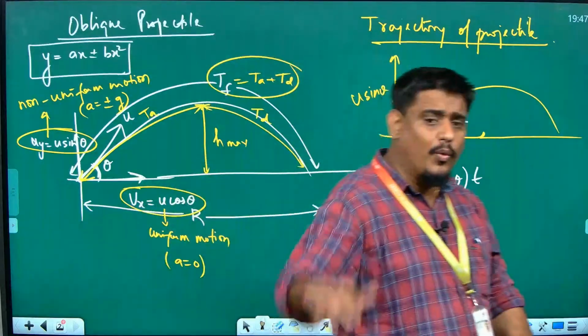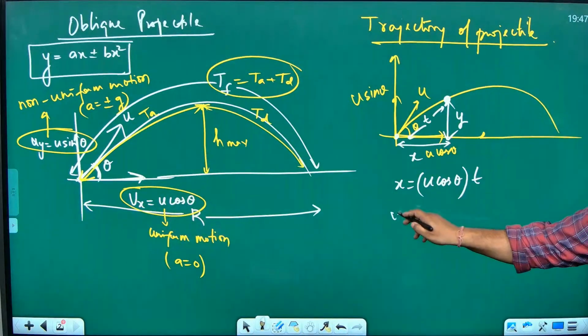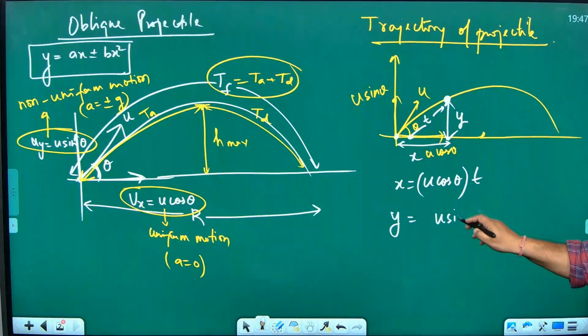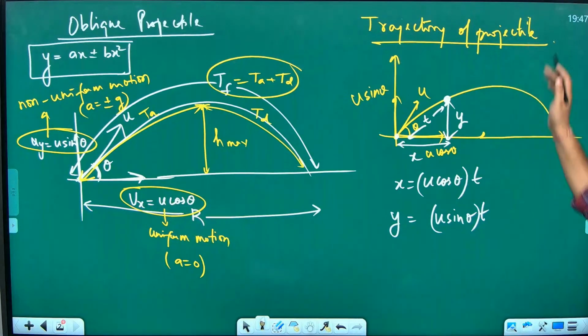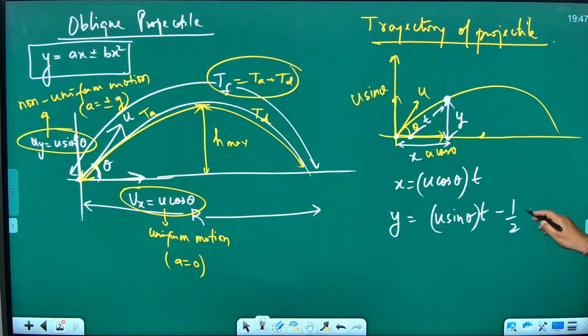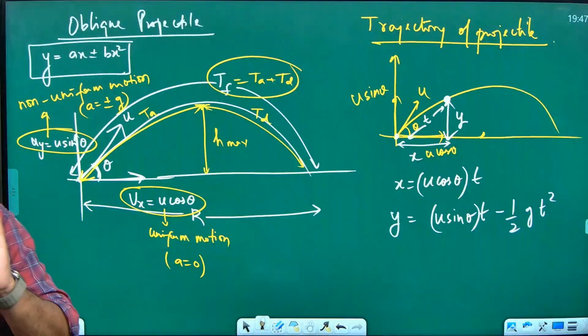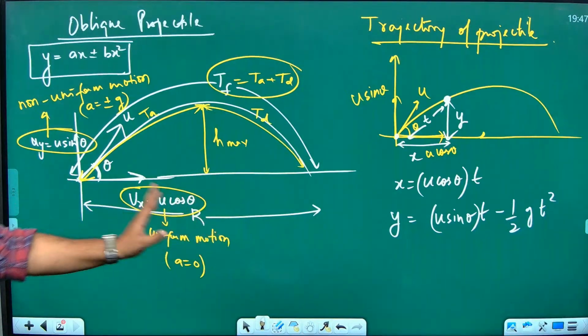Same way, what is the vertical component? Y. What is y? It is having acceleration. u sin theta into t, ut plus half at square. But it will be against the gravity. So, I am writing minus half g t square. Both these equations, is it clear to you or not? If anybody has doubt in any of these equations, ask me now.